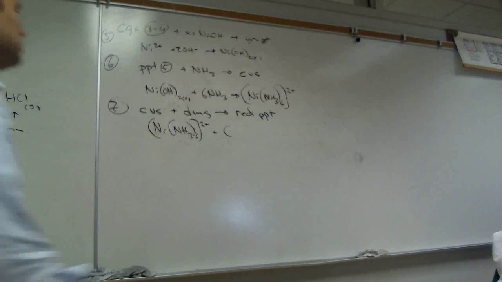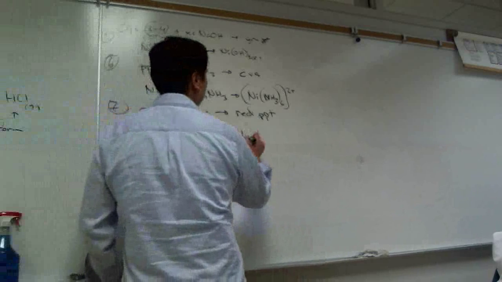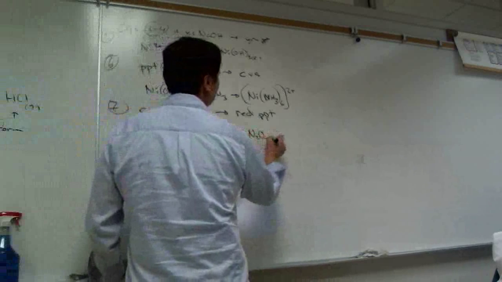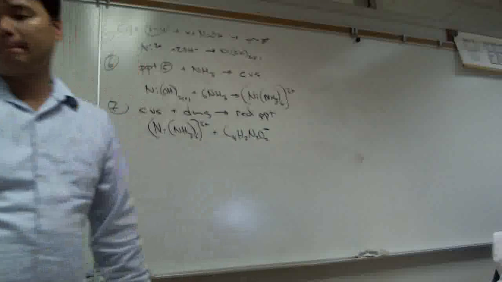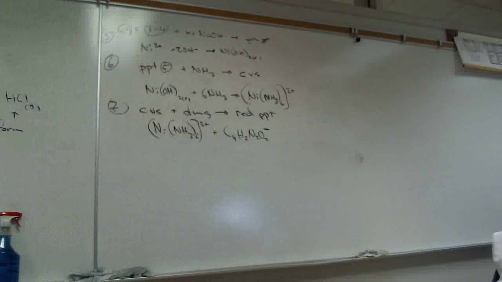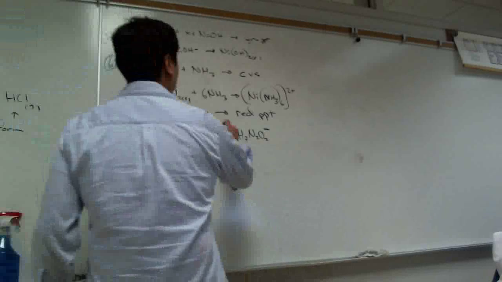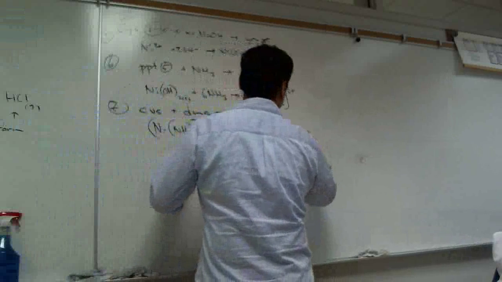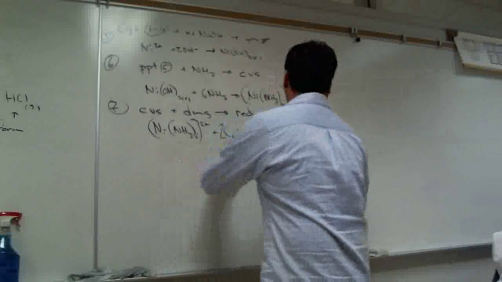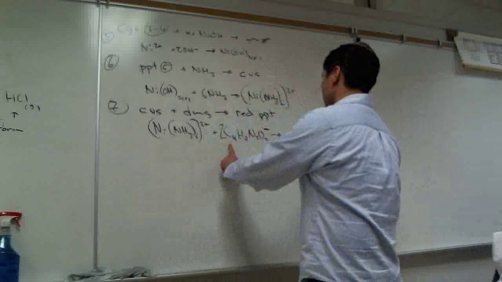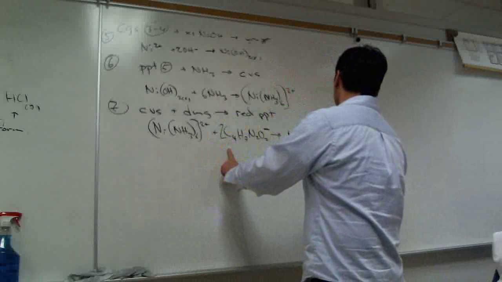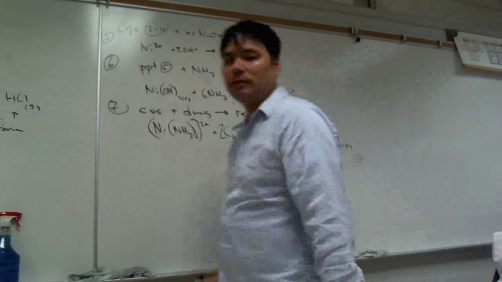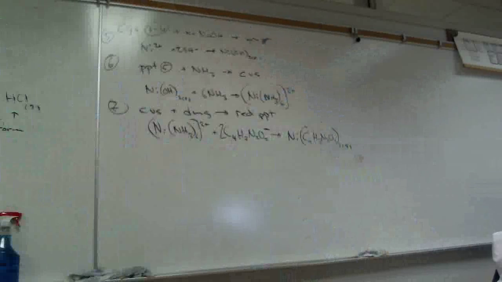C4H7N2O2 with a charge of 1-. So we'll need 2 of those to form Ni, and then 2 of these C4H7N2O2 solid. And so that's our red precipitate. So this would be the positive test for nickel 2 in our original unknown.